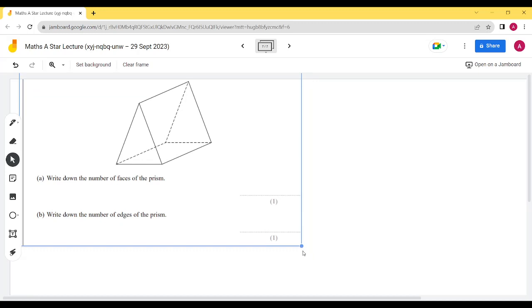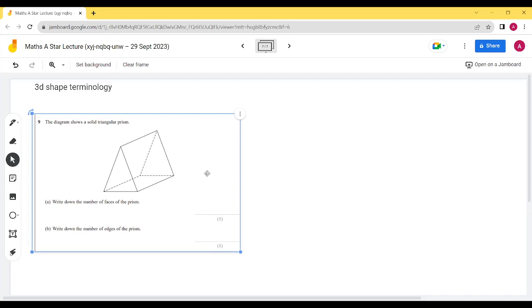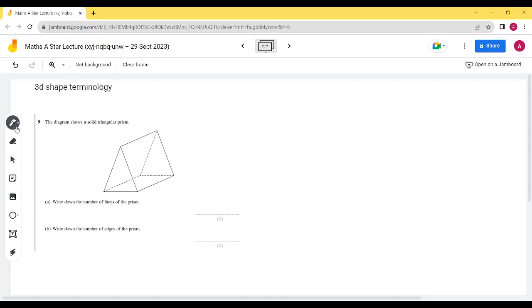So we've got here a question. The diagram shows a solid triangular prism. You need to write down the number of faces of the prism and write down the number of edges of the prism. Well, faces just means the amount of sides.